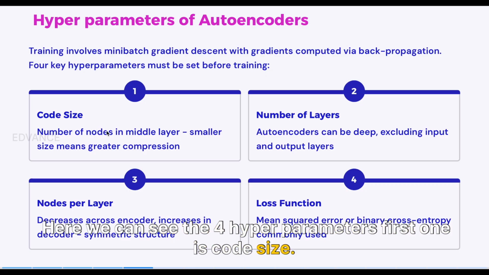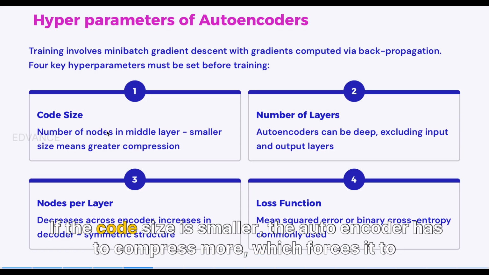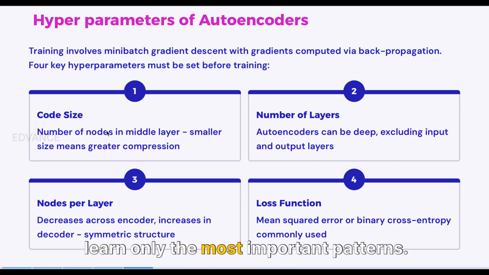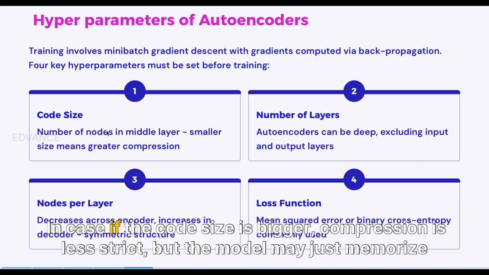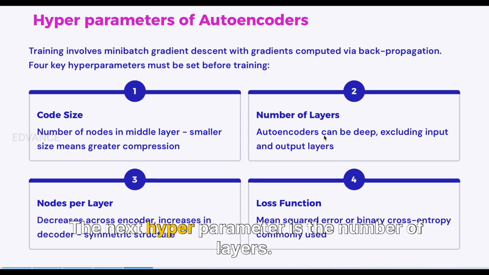First one is code size. This is the number of nodes in the middle bottleneck layer. If the code size is smaller, the autoencoder has to compress more, which forces it to learn only the most important patterns. In case the code size is bigger, compression is less strict, but the model may just memorize the input, which leads to overfitting. The next hyperparameter is the number of layers.